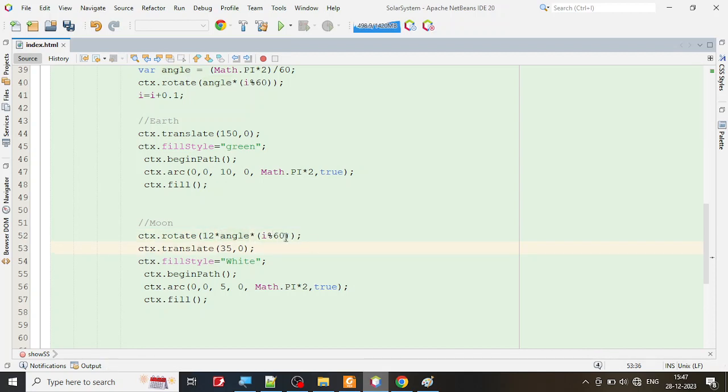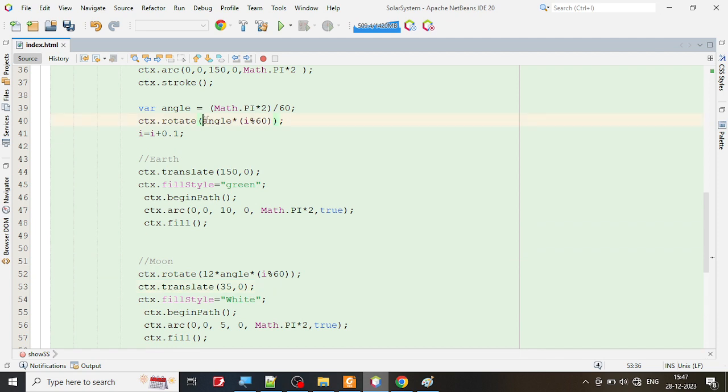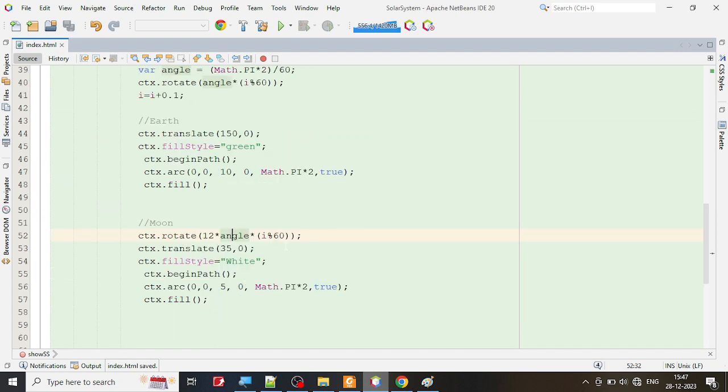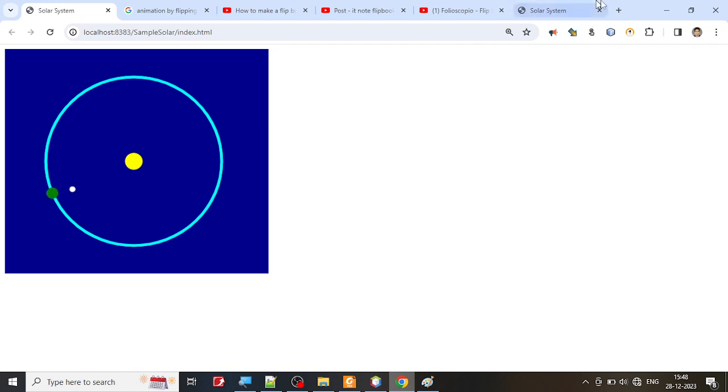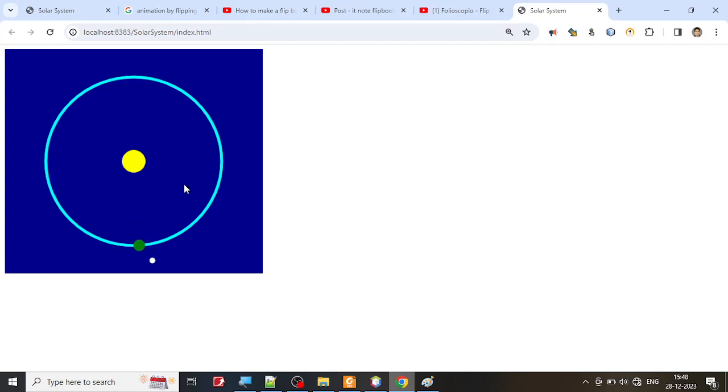You just write a 12 in front of this angle, the same angle you calculated for the earth. The same story is true for the moon also, but it is 12 times, so simple as that. So you go and see that the moon is also rotating 12 times across this earth. Can you see that from here to here it is going to rotate 12 times across the earth? Now I'm coming to the last one. So this is what you are supposed to do.